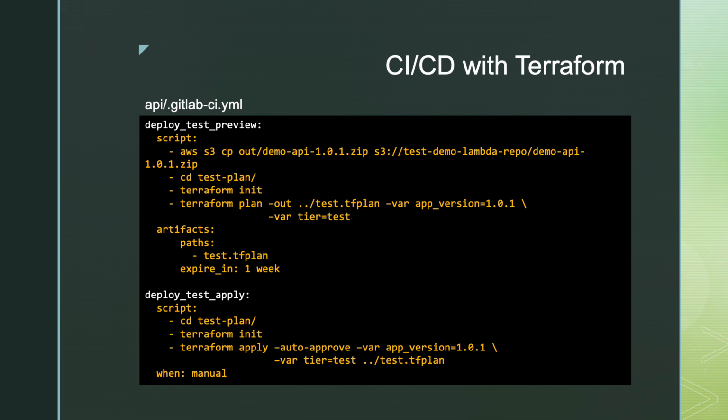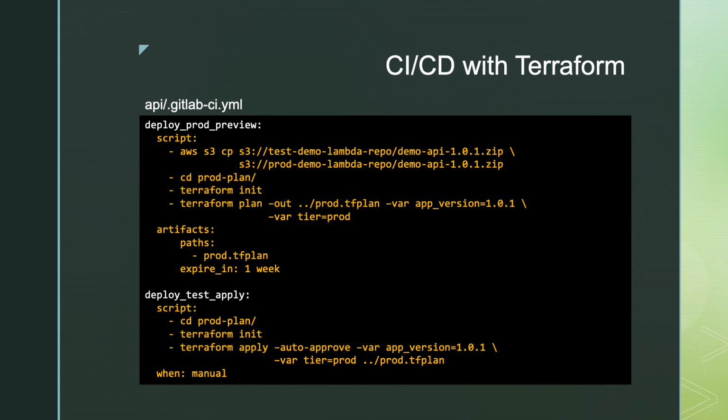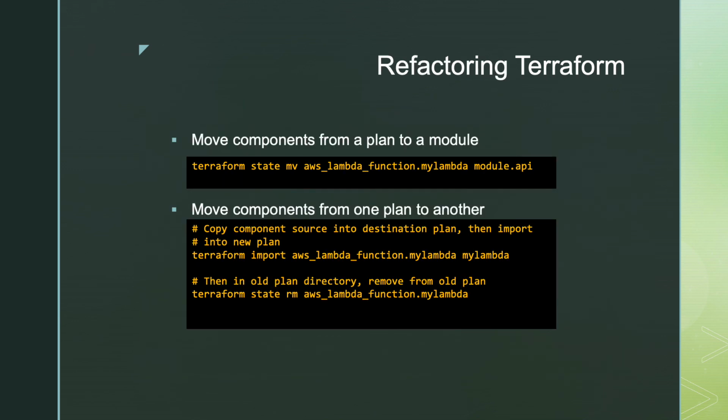Finally, if we're happy with it, we can click the button for the manually triggered deploy test apply step and use the diff file to apply the changes and actually deploy the new Lambda software. Deploying to prod is very much the same, except instead of uploading a zip file from our CI/CD environment, we're going to copy the zip file we tested in test to the production S3 bucket and preview and deploy it from there. That way we can be sure we are using the exact same files that we tested in the test tier.